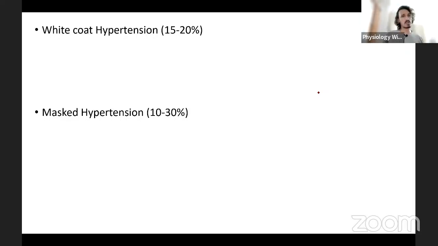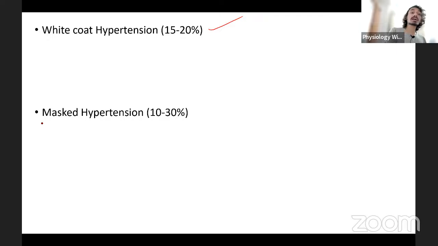So this is called white coat hypertension, where they are actually not hypertensive, but at that moment in front of the doctor, they seem to be having hypertension. You do repeated measurements many times, and ultimately you see, okay, the person is not hypertensive. So this is what is called white coat hypertension.